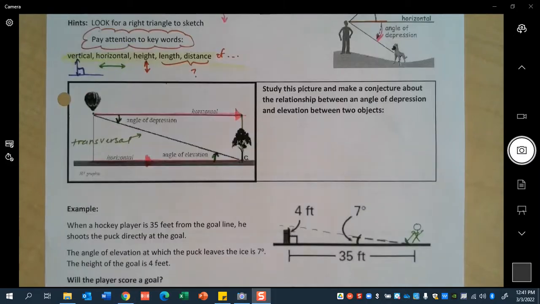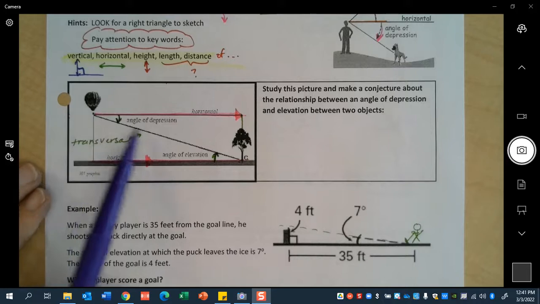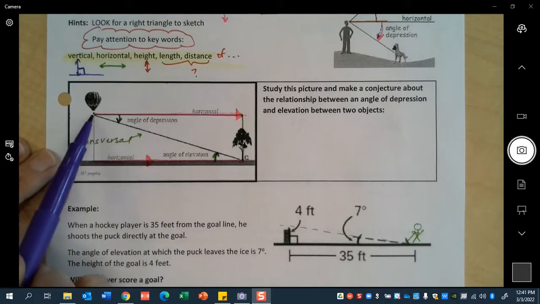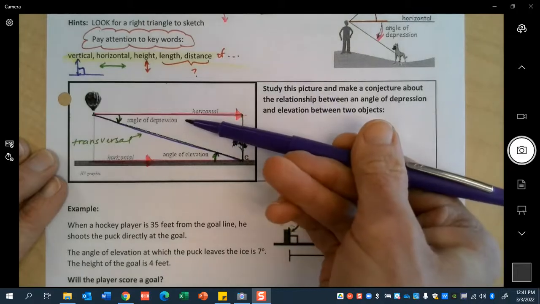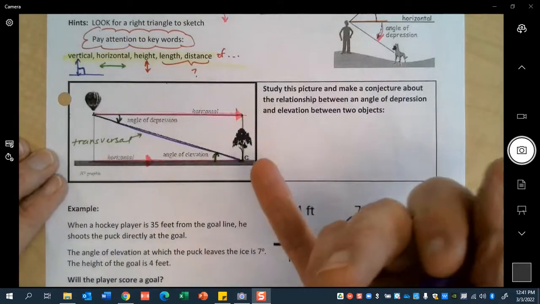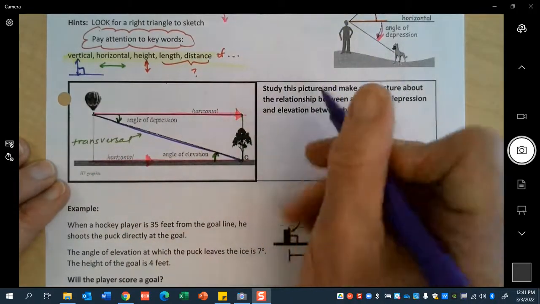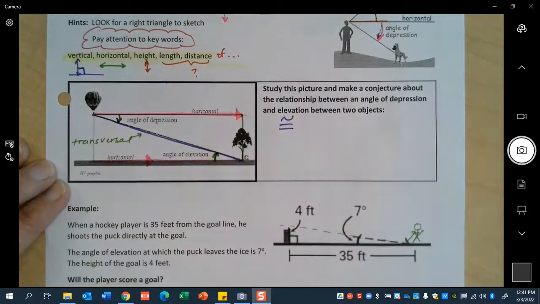All right, so the conversation is, if my horizontal measurement is true, and my ground is true, I'm looking at a set of parallel lines, because they are both horizontal. Think about the horizon. So when I have this distance between two things, that ends up serving as a transversal. So if somebody is talking to me about an angle of depression from the balloon to the tree, or an angle of elevation from the tree to the balloon, we know that those two measures are going to be congruent.